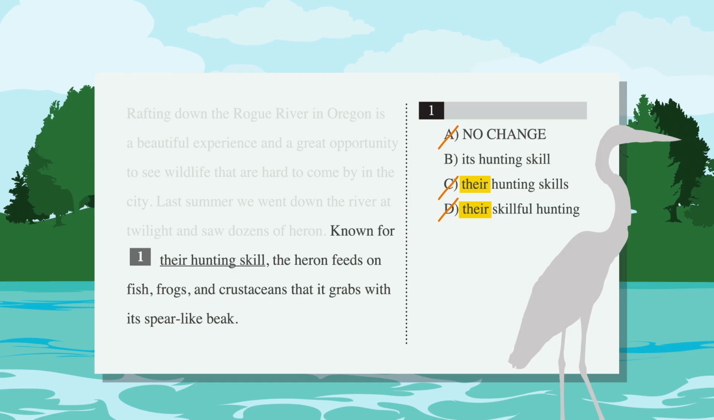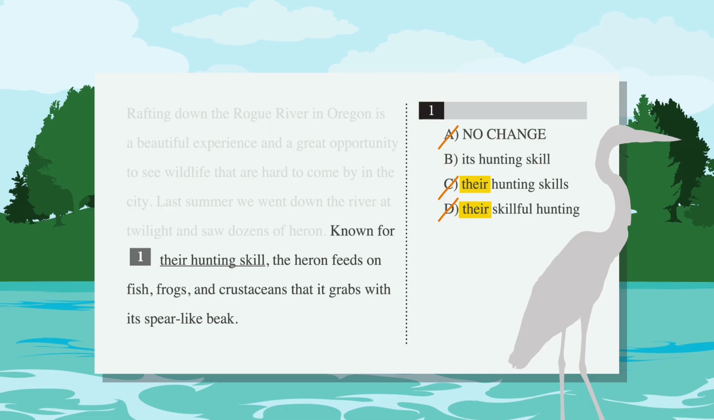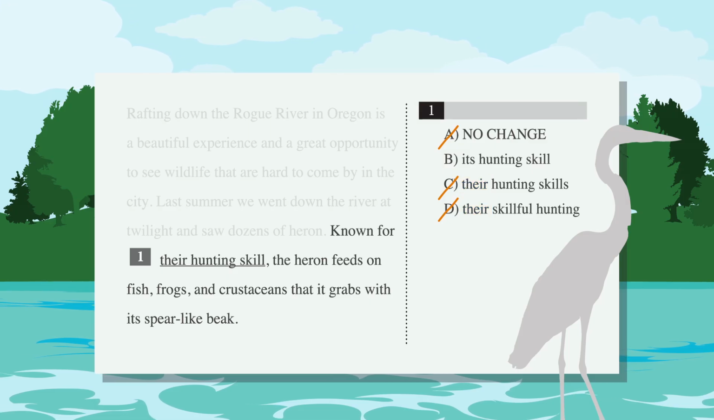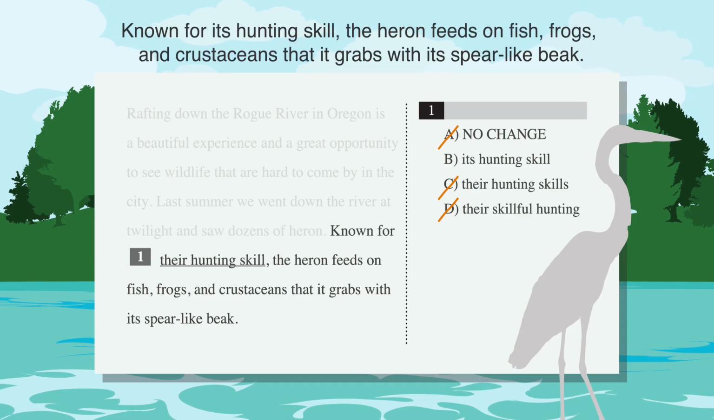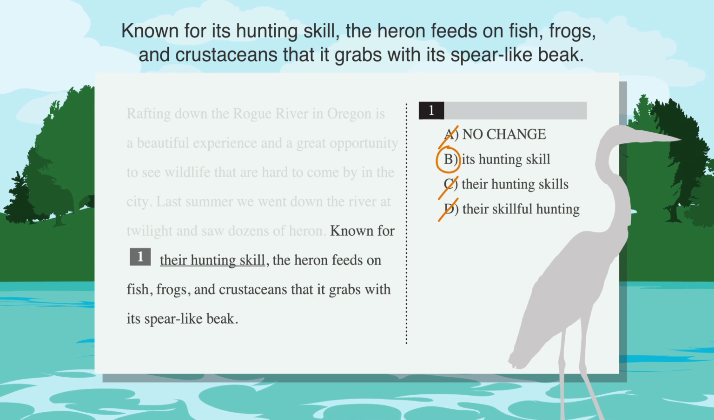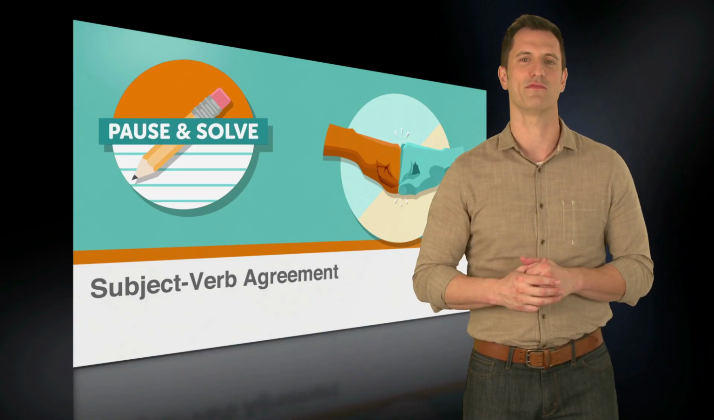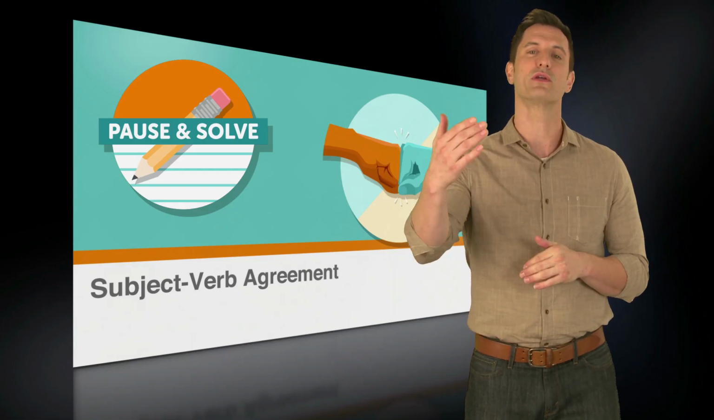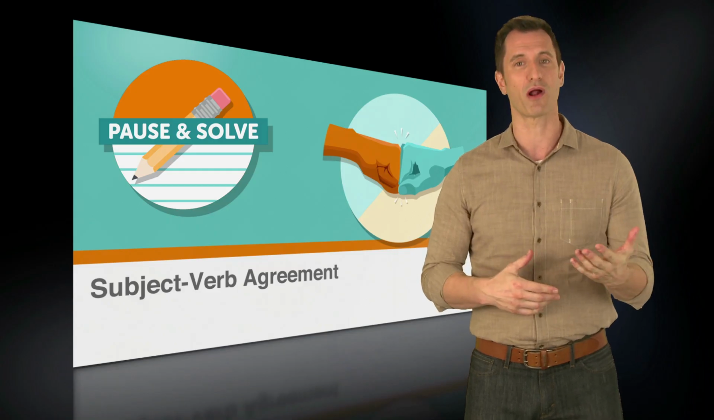Because we know that heron is serving as the collective noun, their would need to be changed to its. And sure enough, choice B uses the proper singular pronoun form. The sentence should read, known for its hunting skill, the heron feeds on fish, frogs, and crustaceans that it grabs with its spear-like beak. That's answer choice B. Let's go through one more problem. This time, we'll make it a pause and solve. So grab a piece of paper and something to write with. We'll take a look at the problem together, then you can pause the video and work it out on your own. Restart when you're done, and we'll go through solving the problem together.